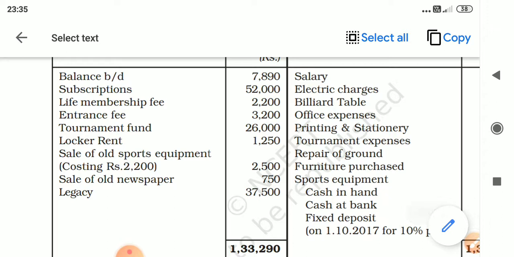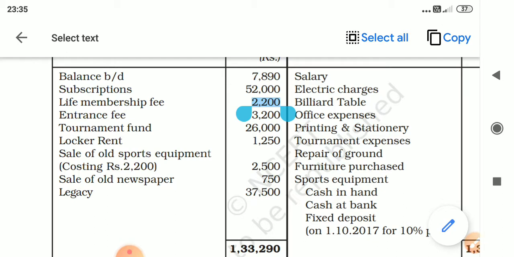Next, life membership fee. It is a capital item, I have already explained it to you. So it will be added with the capital fund in the liability side of the balance sheet. You can either add it with the capital fund in the liability side of the balance sheet, or you can show it separately also. Capital fund will be shown separately and life membership fee will be shown separately in the liability side of the balance sheet. Which balance sheet? 2017 balance sheet, current year's balance sheet.